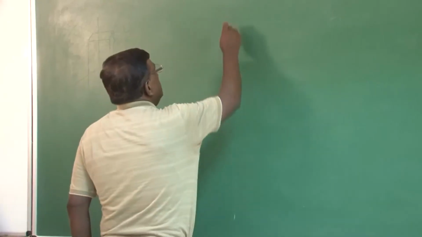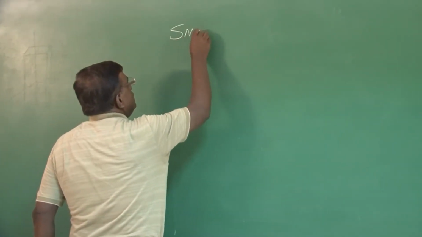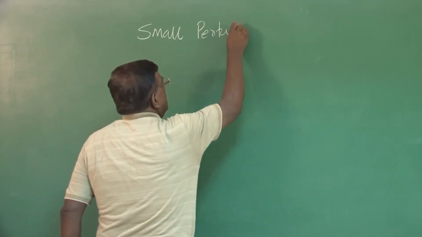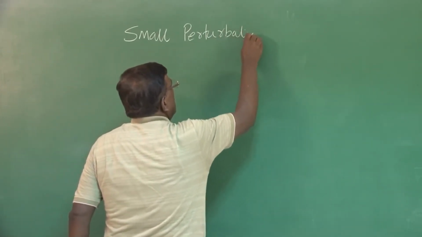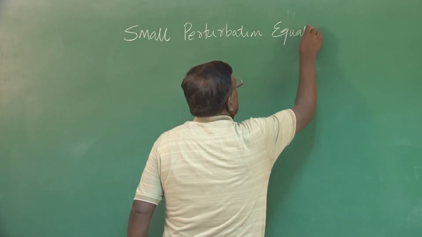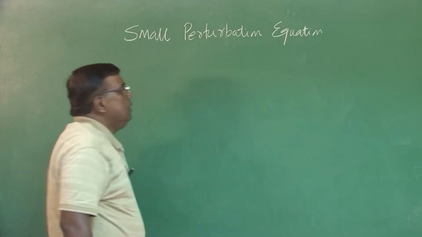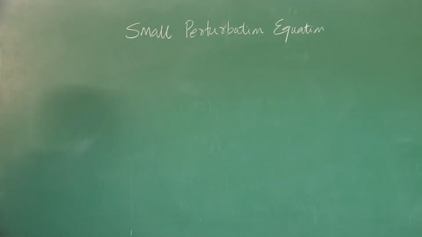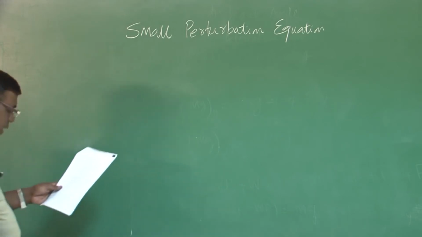Clear? So, we will be starting with the small perturbation equation. We will just take one equation at a time and try to understand how it is to be developed. Once we understand how to develop, then it becomes very mechanical for you to do. So, I will give one example.